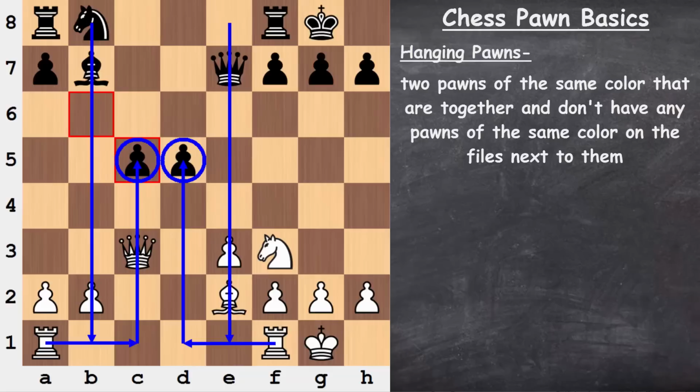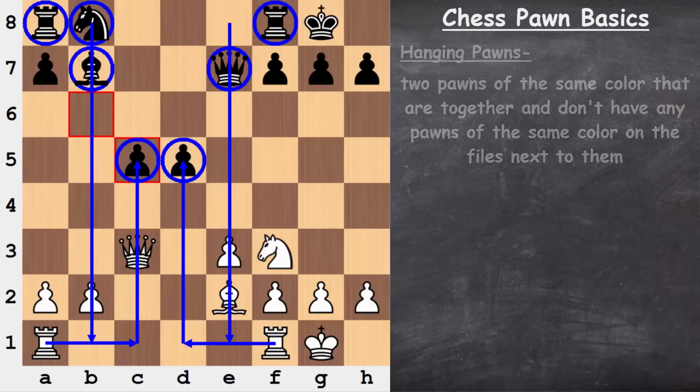A strength in that they could advance, maybe change the structure at some point. Downside, a weakness in that, again, they can't be defended by any other pawns. They're by themselves. They'll need the support, most likely, by these other pieces. These other pieces will have to defend them. So that's what the hanging pawns look like.